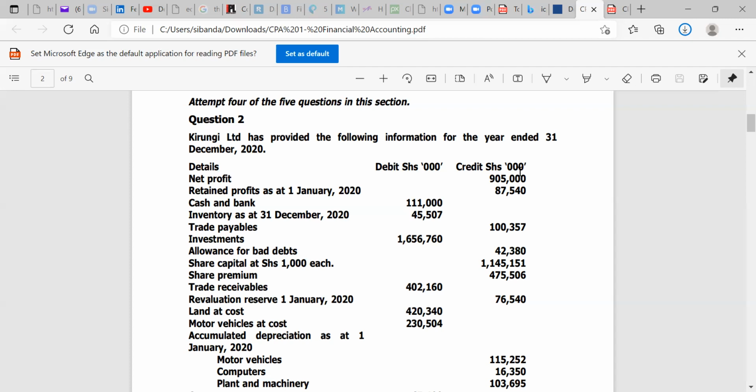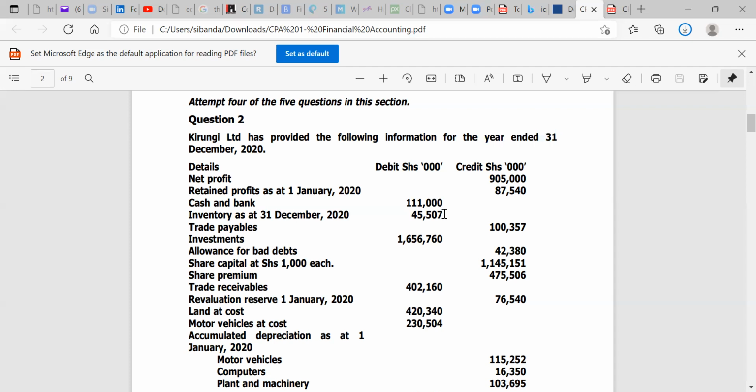We also have cash and bank. So cash and bank are assets, as we can see here, and the balance they have is on the debit side, which is 1130. And then we have inventory as at 31st December 2020. Now, from the look of things, you can see that the year end for this organization is ending 31st December 2020. So if we have inventory as at 31st December 2020, means that this is their closing inventory. This is their closing inventory.